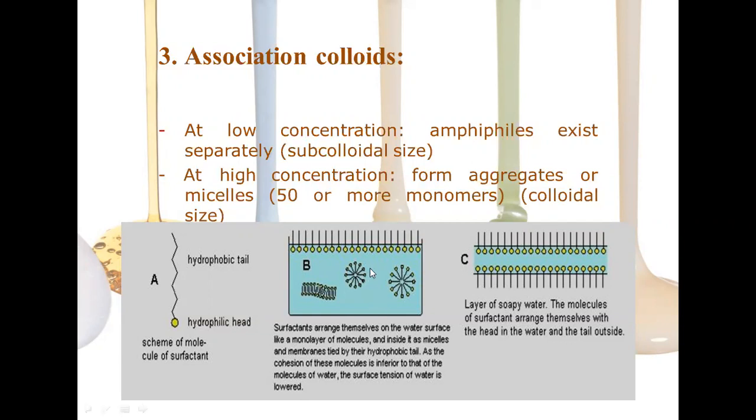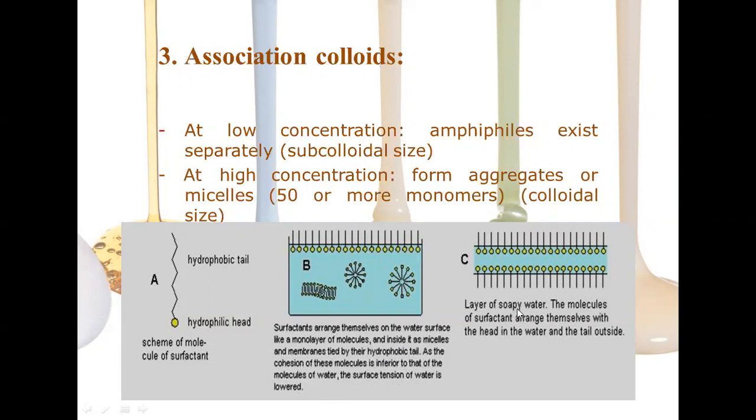So see here, micelles are forming. These are the polar heads or hydrophilic heads and these are the hydrophobic tails. Surfactants arrange themselves on the water surface like a monolayer of molecules. See, here a monolayer of molecules is forming, and inside it are micelles and membranes tied by their hydrophobic tails. As the cohesion of these molecules is inferior to that of molecules of water, the surface tension of water is lower.